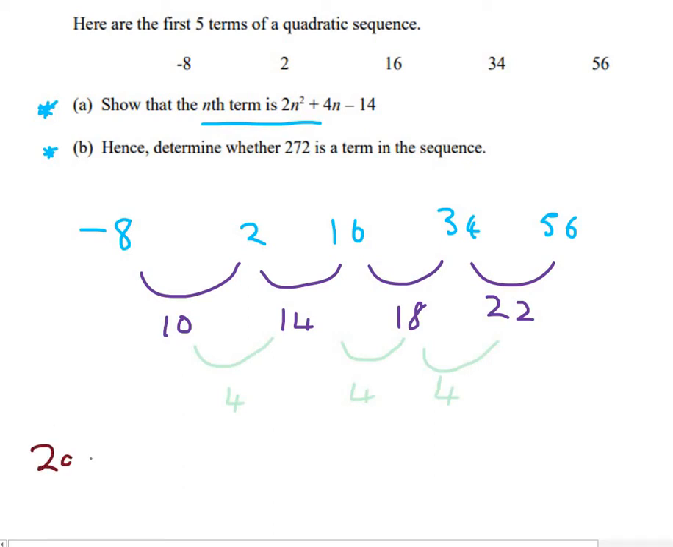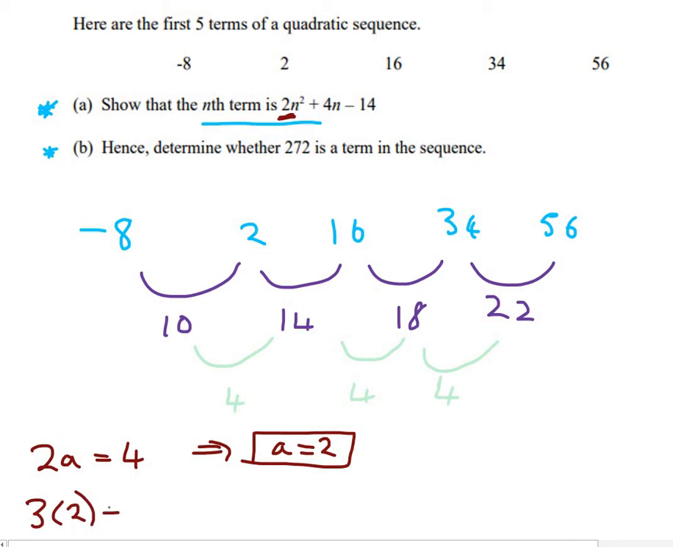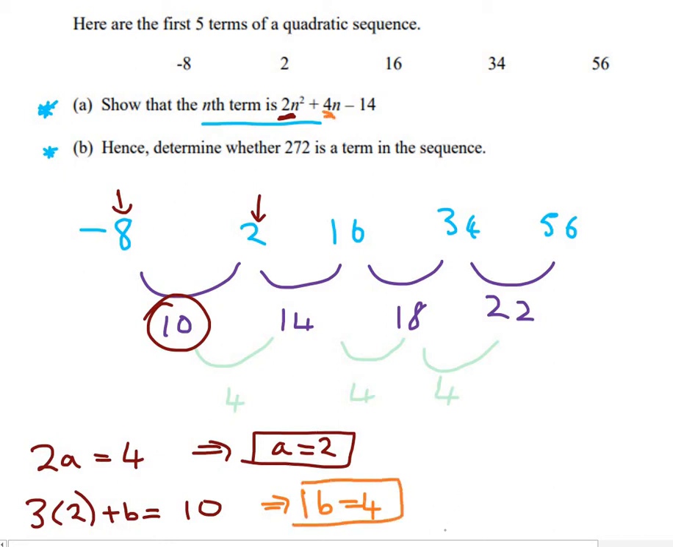Right, so again, this tells us that 2a equals 4, and so a equals 2. Excellent. So already this agrees with our coefficient of n squared, so that's good. Okay, our second formula is 3a plus b. So this is 3 lots of 2 plus b, and this is equal to the second term take away the first term. So it's this number here, 10. So 6 plus b equals 10. This tells us that b equals 4. And again, we look up to the question, does this agree? Yes.